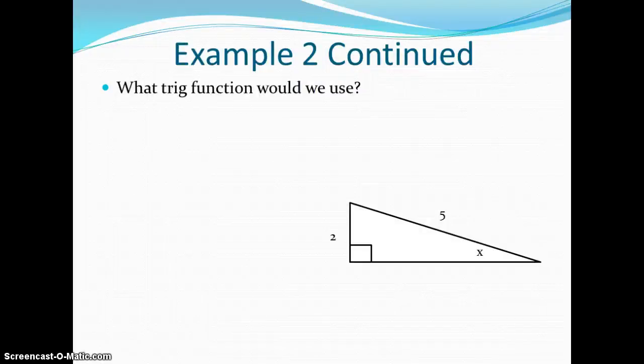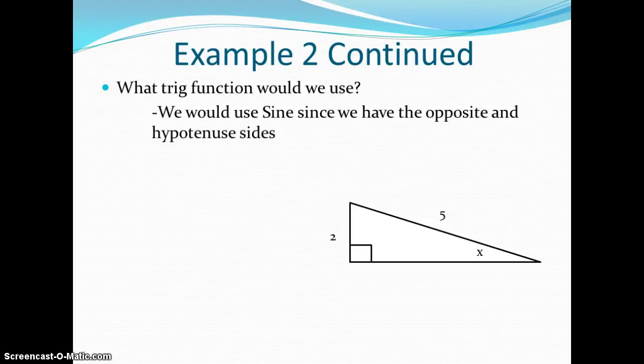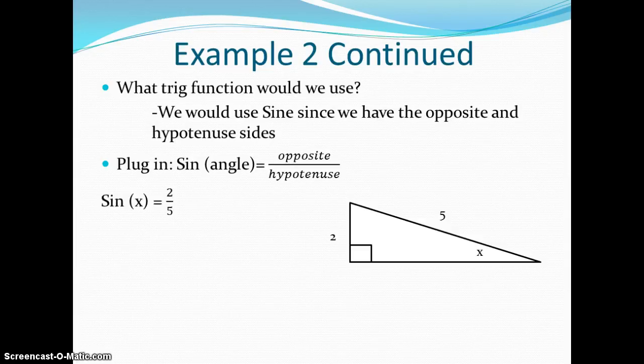So what trig function would we use? So we look at our picture, and 2 is opposite x, and 5 is the hypotenuse. So if we have opposite and hypotenuse, we would use sine. So we're going to plug in the sine of the angle equals opposite over hypotenuse. The sine of x, because that's what we're trying to find, the angle of elevation, equals 2 over 5.